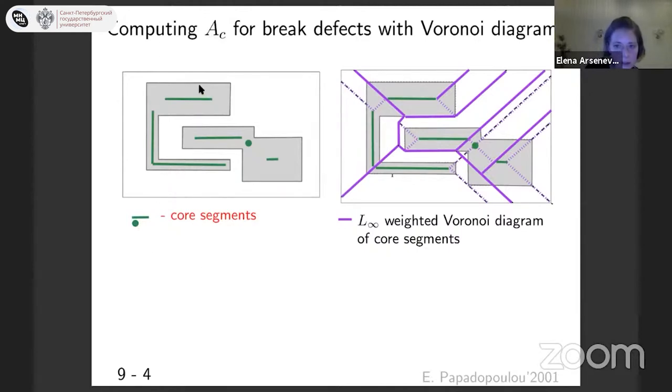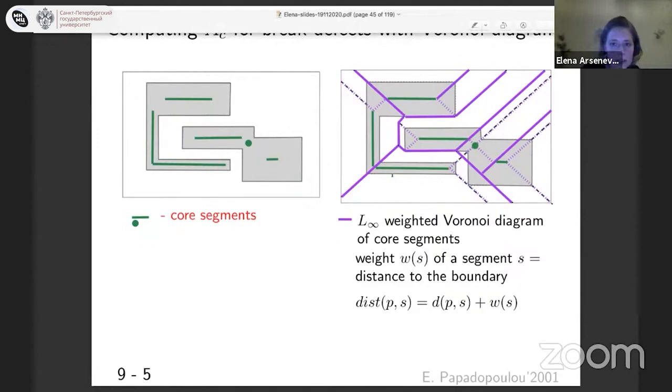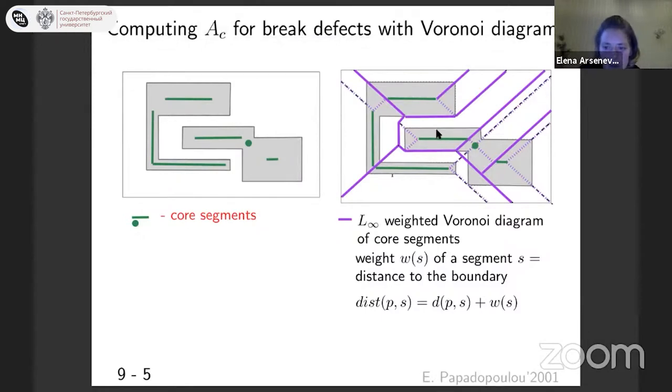Each of the green segments, well, a point is also a degenerate segment, let's say. Each segment is weighted as follows. You compute the distance to the boundary, which is basically the same distance for the two boundaries. So let me draw it. So, for example, this segment. So the distance to the boundary of the polygon is this, which is the same as this.